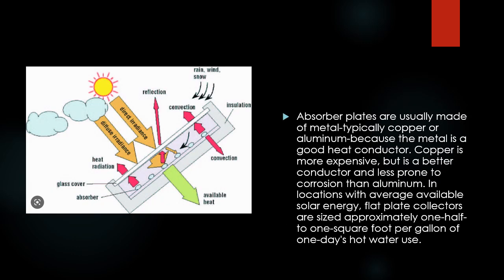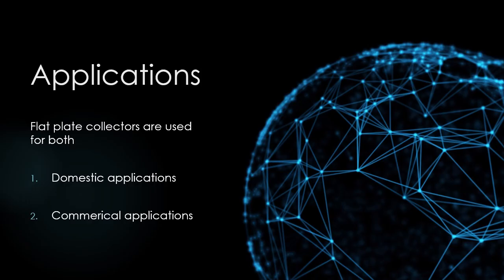Absorber plates are usually made of copper or aluminum because the metal is a good heat conductor. Copper is more expensive, but it is a better conductor and less prone to corrosion than aluminum. In locations with average available solar energy, flat plate collectors are sized at approximately 1/2 to 1 square foot per gallon of one day's hot water use.